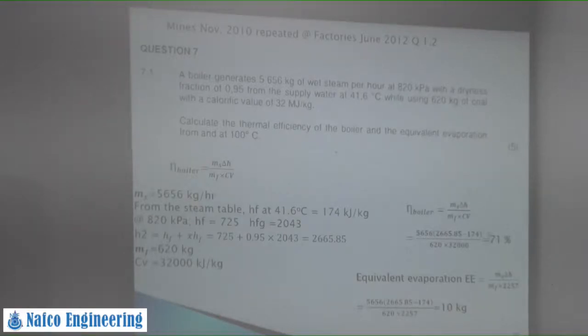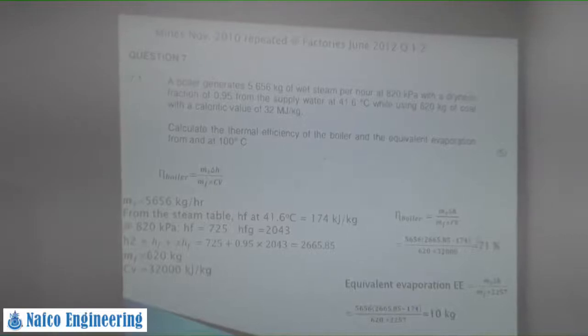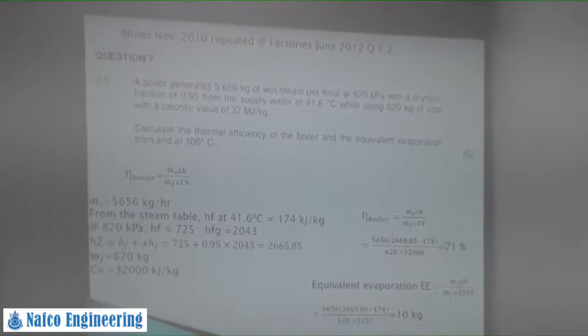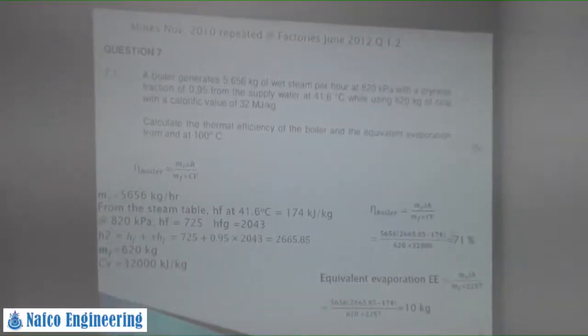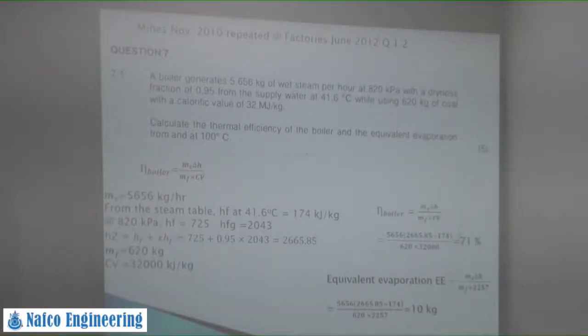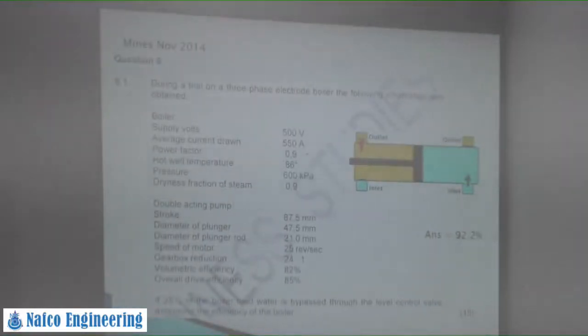All right, now, a boiler generates 565 kilograms of waste steam per hour at 820 kPa. The drainage fraction of 0.95 from the supply water at 41.6, while using 620 kilogram coal with CV of 32 megajoule. So you are asked to calculate the thermal efficiency and the EE. Okay, that we can do, right? We did it itself. So it's a repeated question now. The last one.